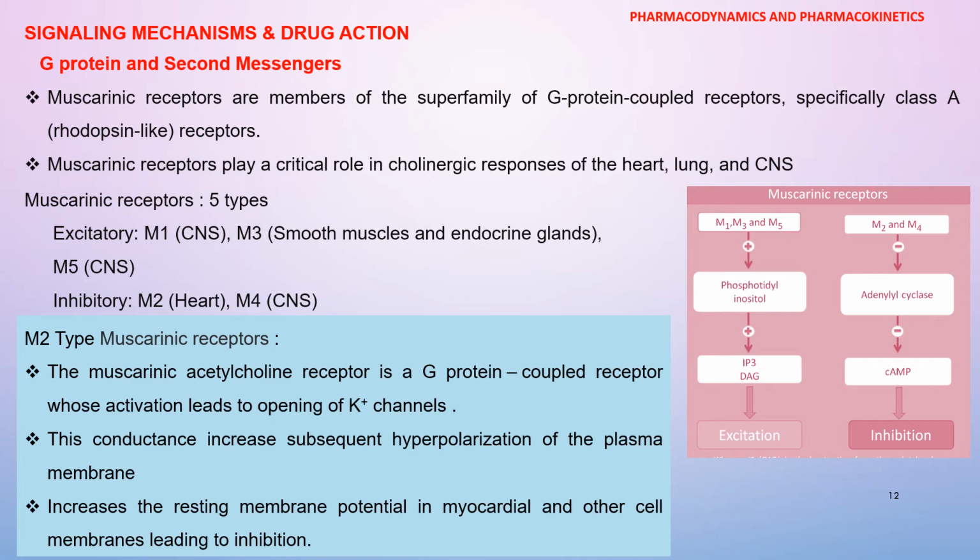The M2 and M4 types are inhibitory receptors. They inhibit adenyl cyclase. The M2 type receptors are found in the heart, which is responsible for inhibition or slowdown of myocardial contractions.